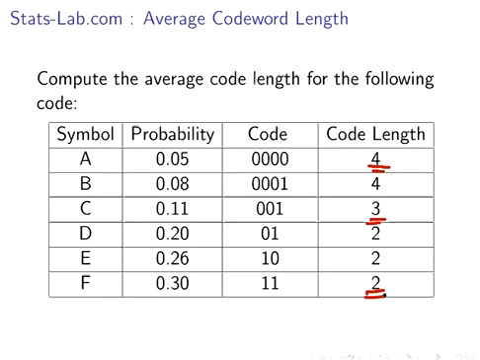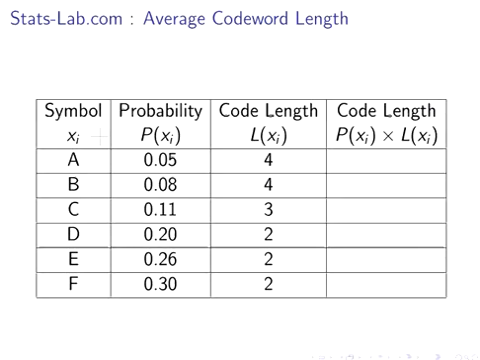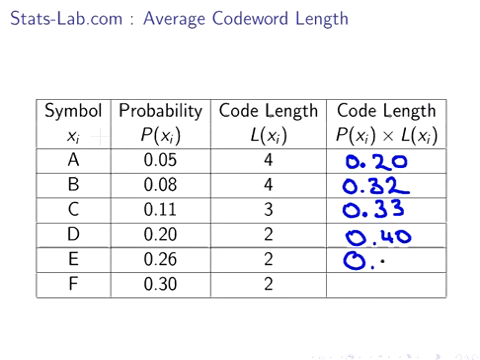So it's straightforward enough. What we're going to do is multiply the probability of each code word by the code word length. So let's do that now. This is based on the table we've just seen previously. What we're going to do is multiply out each of the code word lengths. So 0.05 by 4, that gives us 0.20. 0.08 by 4, that's 0.32. 0.11 times 3, that's 0.33. 0.20 by 2, 0.40. 0.26 by 2, 0.52. And lastly, 0.30 times 2, that's 0.60.